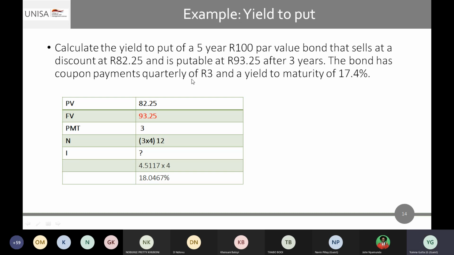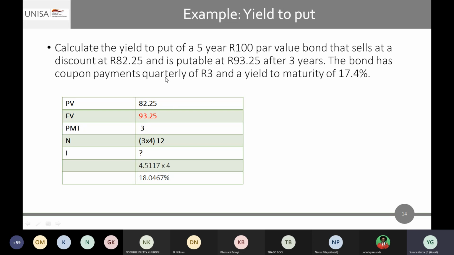So now we have a little bit of a different way the question is asked, right? Calculate the yield to put of a 5-year 100 rand par value bond that sells at a discount of 82 rand 25. So our present value, the price, is 82 rand 25. It's puttable, it can be sold, the future value, after 3 years at 93 rand 25. So this is our future value. After 3 years, it can be sold for 93 rand 25.